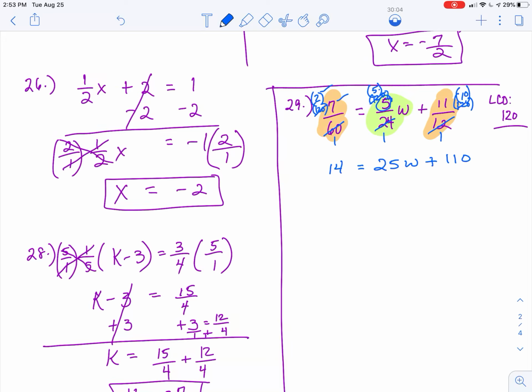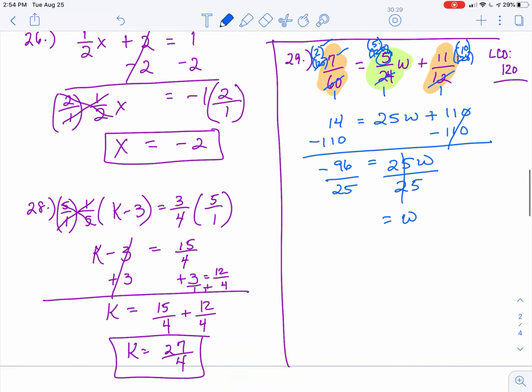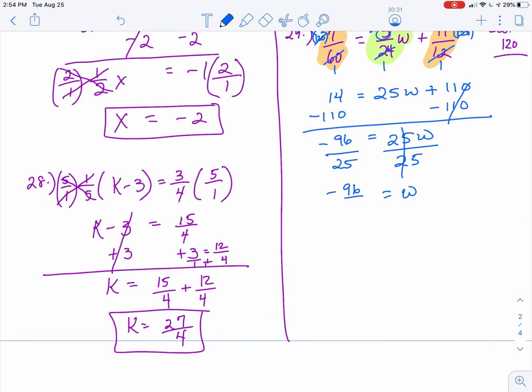Now I have to get W alone. So what do I need to do? First step would be to subtract 110. Look, different signs on the left-hand side, so I'm going to subtract the 2. You can use your calculator for this. Just put in 110 minus 14. You're going to get 96, and you take the sign of the larger number. We're going to divide by 25 on both sides of our equation, and I'm going to end up with W equals 96 over 25. And that's your answer to number 29.